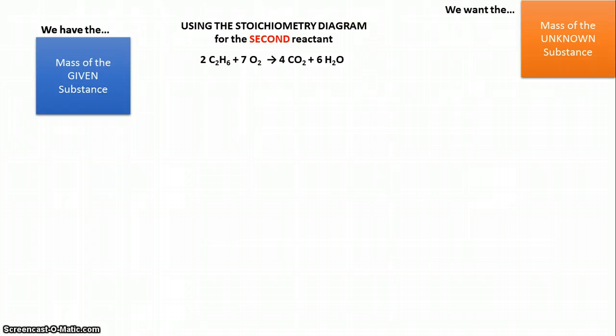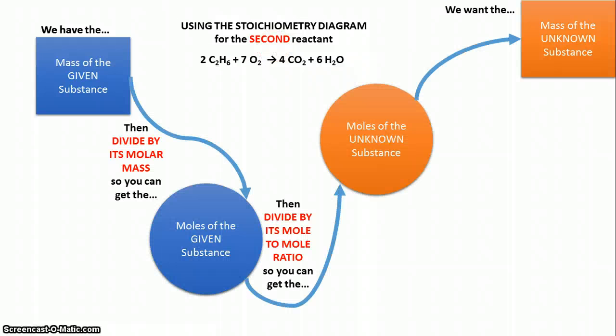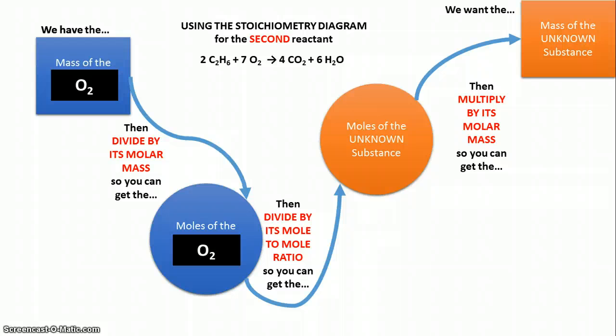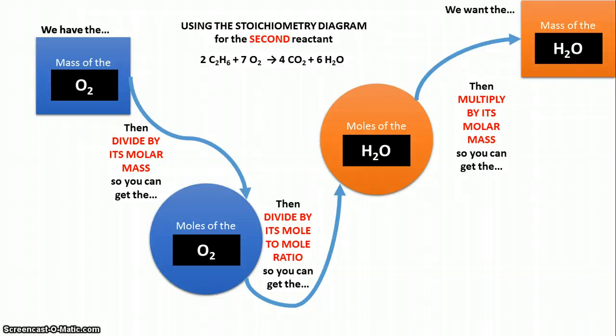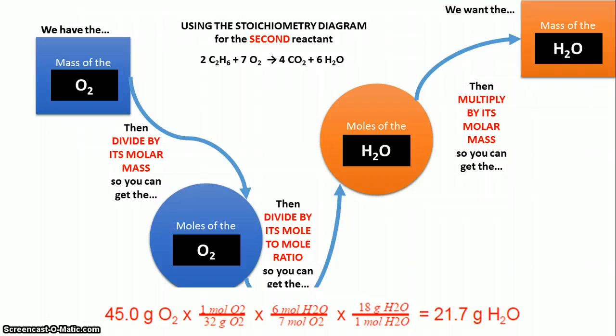What about the second reactant? So here's my balanced chemical equation, and I have oxygen as our second reactant. So just like before, I'm going to replace the given and unknown with the actual compound. And I'm going to follow these mathematical steps to find the grams of water made by burning all 45 grams of O2. And here's the math.